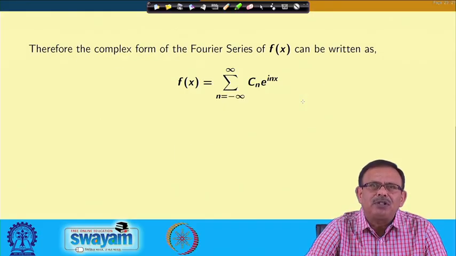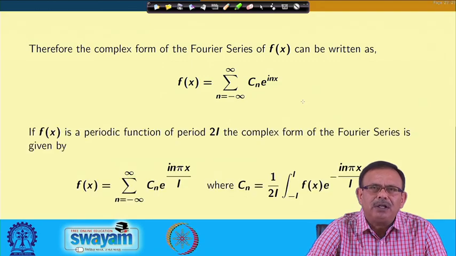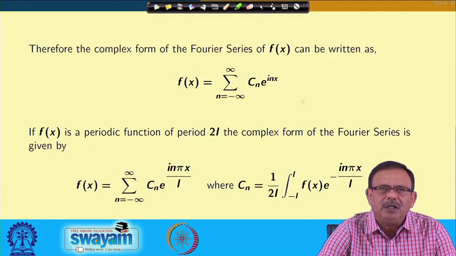Therefore, the complex representation of Fourier series of f(x) can be written in one term as summation from minus infinity to infinity of C n into e power i n x. And if the function is a periodic function of period 2L, in that case your f(x) can be represented by summation n equals minus infinity to infinity C n e power i n pi x by L.